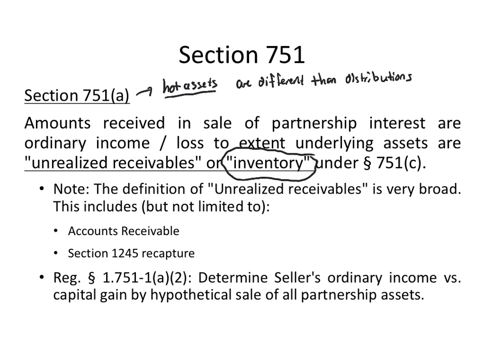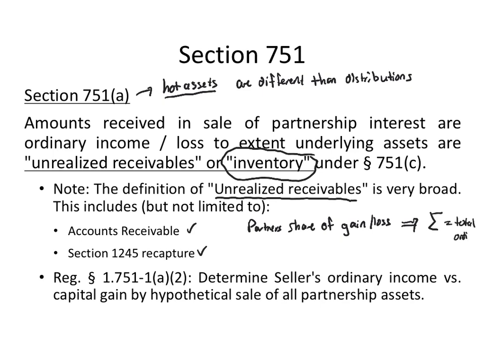So again, step 1, we calculate our overall realized and recognized gain or loss on the transaction. Step 2, what we do, and again, the best way to see this is look at an example. We go through the assets that the partnership has, and we say, are there any hot assets? Hot assets are going to be unrealized receivables or inventory. Unrealized receivables includes not just accounts receivable, but it also includes a lot of other items, and the main one is Section 1245 recapture. You then are going to take the partner's share of the gain or loss from those items. You're going to sum those together. Again, look at the example that I do. Okay, it goes through this. You sum them together, and you get the total ordinary gain or loss on the transaction.